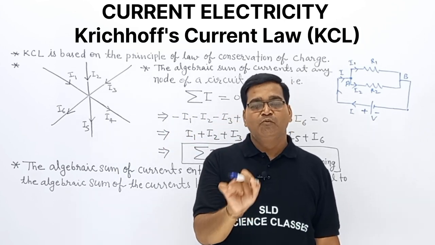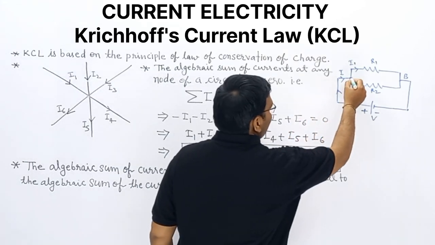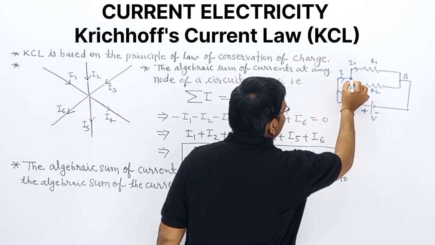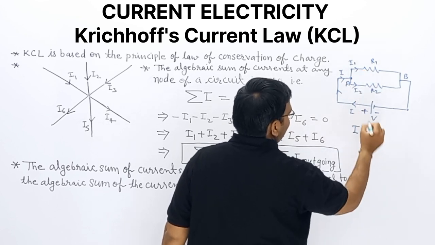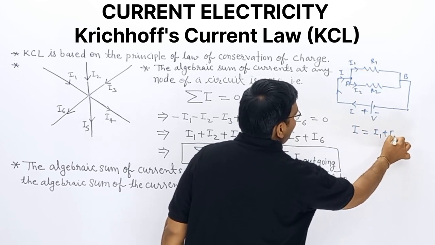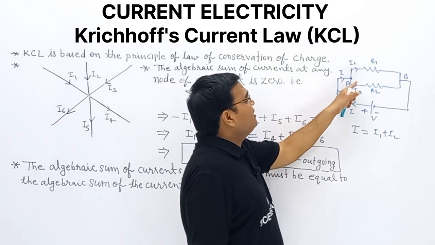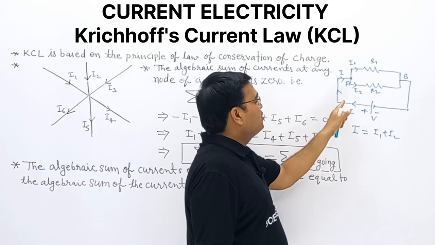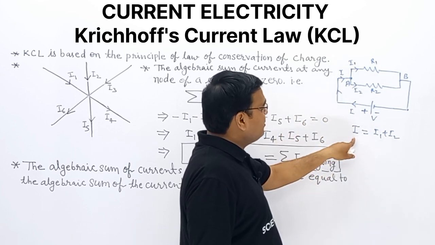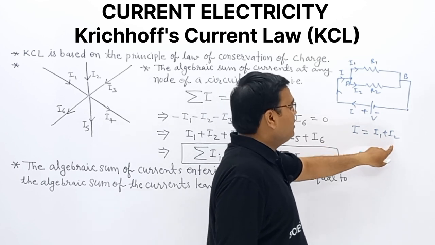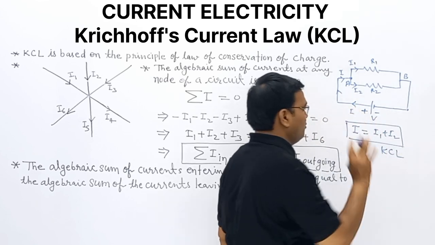At the node, what is Kirchhoff's current law? This is the node, and this is the incoming current. Incoming current must be equal to outgoing current. I1 and I2 both are going from this node, so the sum of outgoing currents is equal to the sum of incoming currents. Only I is the incoming current, and I1 and I2 are both outgoing currents. So incoming current must be equal to outgoing current. This is Kirchhoff's current law.